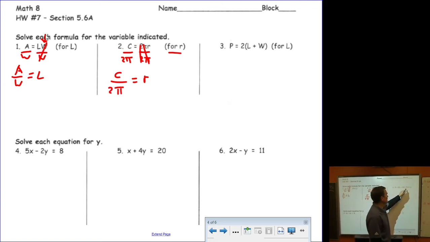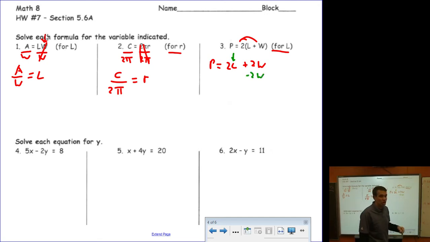Number 3, I want to solve for L. There's a couple different ways I could do this. One way would be to first simplify this side and say P equals 2L plus 2W. Then, to get the L by itself, the first thing I'd want to do is get rid of this term, the 2W, by subtracting 2W from both sides. That would give me P minus 2W equals 2L. And then divide everything by 2.